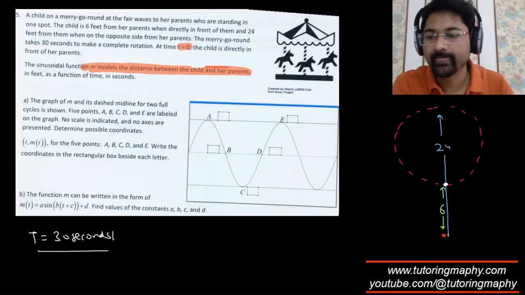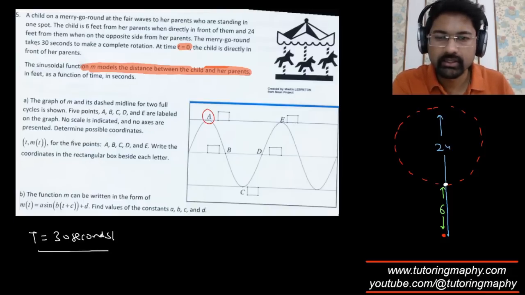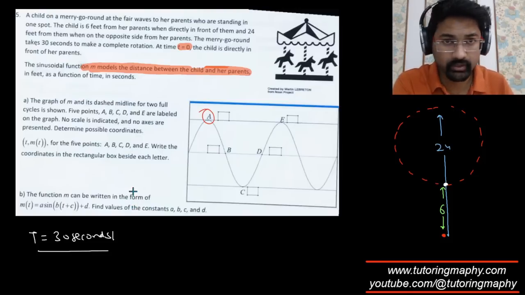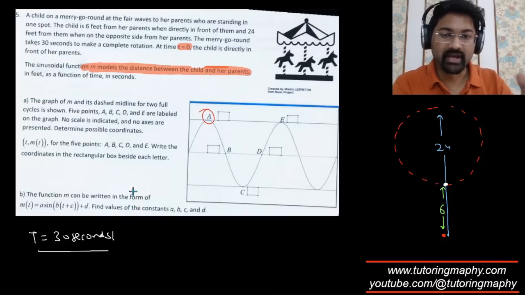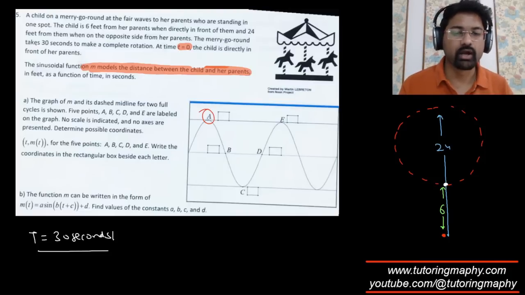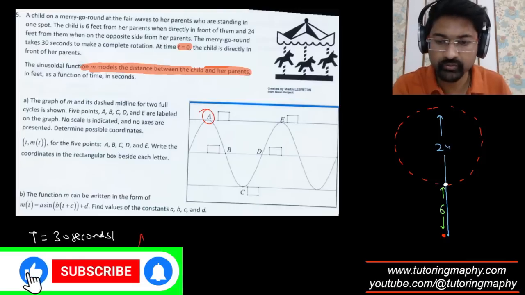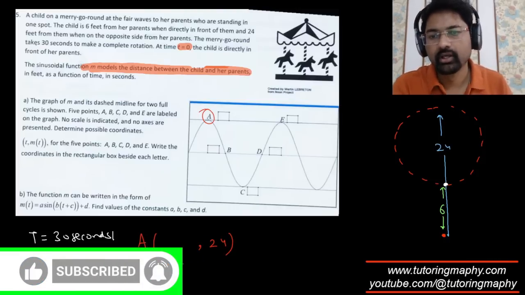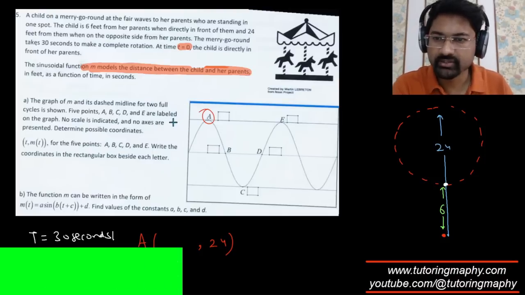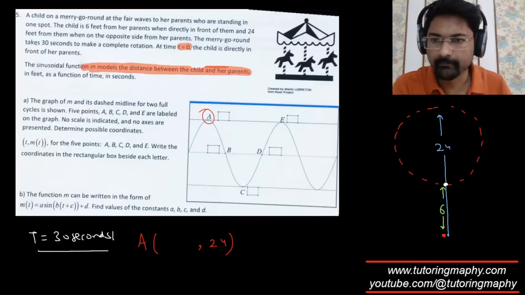Okay, let's do it. I know that A is the maximum, right? And I know the maximum distance is 24. Can we agree on this? So I know that the y coordinate of A has to be 24. If I write the coordinates of A, the y coordinate is 24. And what is the time? It starts at t equal to 0. It starts from in front, so this is t equal to 0. Switch the colors over here.